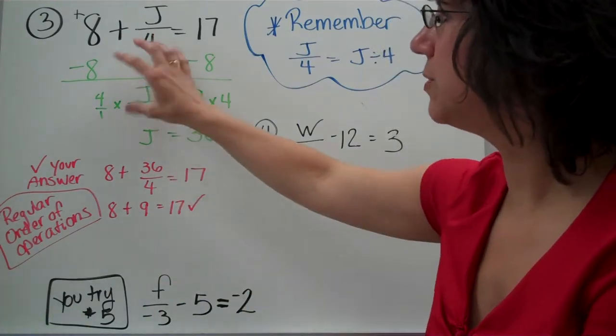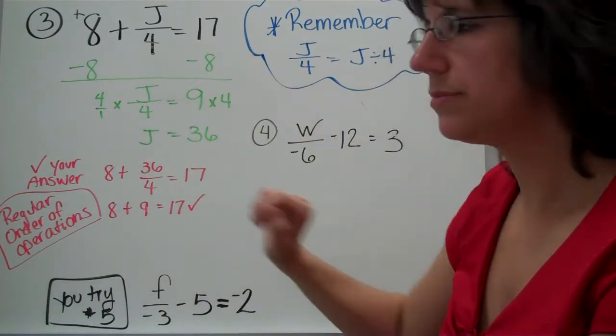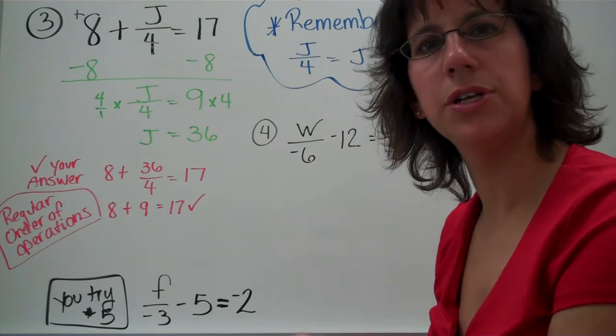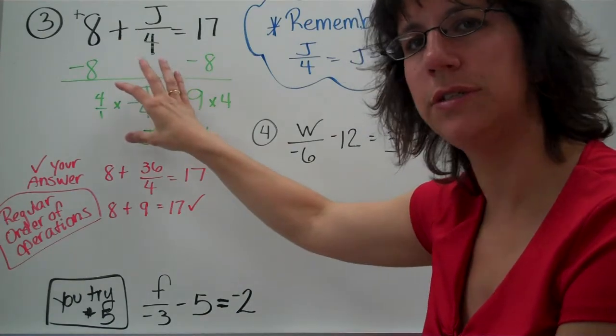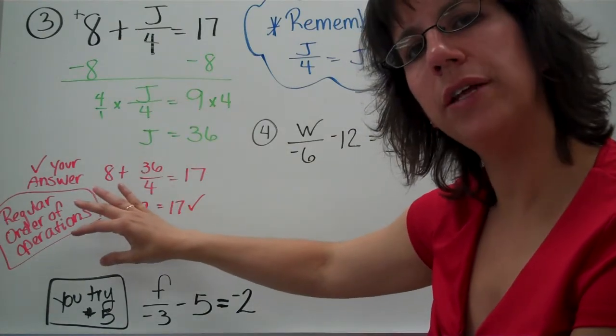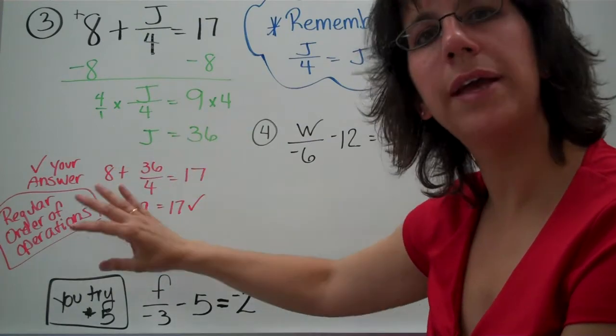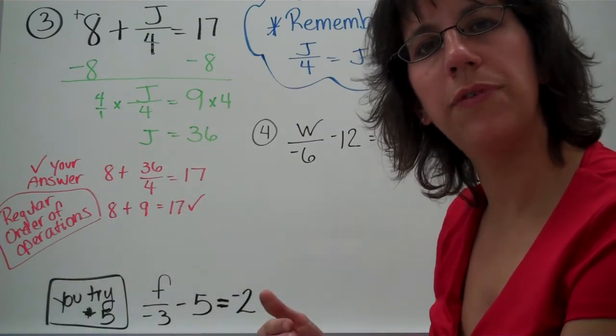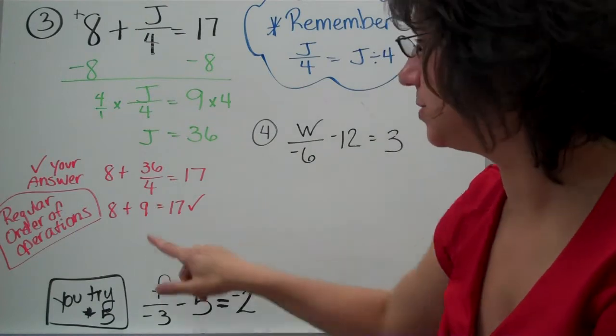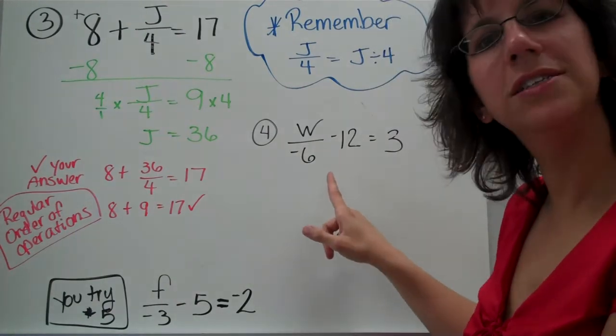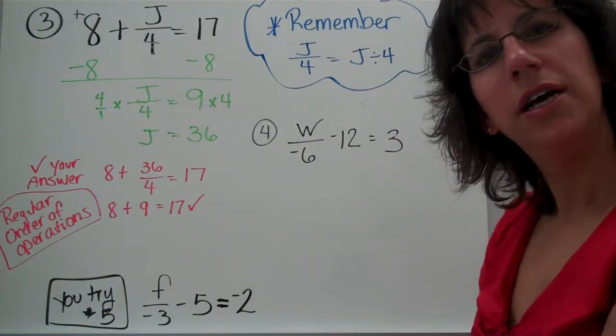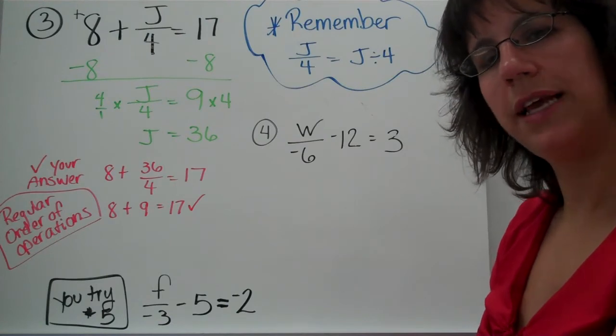Remember, when you know the answer is 17 and you're trying to figure out what j equals, you're doing reverse order of operations. And then when you go back to check your answer, you want to do regular order of operations. You want to work through order of operations and PEMDAS the way you normally would. All right, go ahead and pause the video, jot this example down, and try it on your own, and then come on back and we'll do it together.